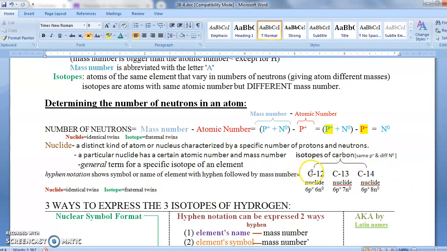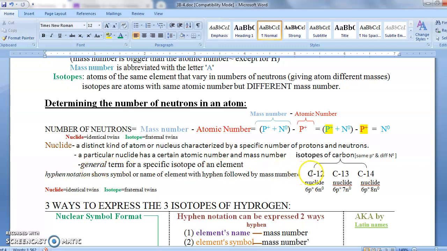Over here we wrote C-12, C-13, C-14. That's called hyphen notation. Hyphen notation shows the symbol or name of an element with a hyphen followed by the mass number. Here they use the symbol carbon-12, carbon-13, carbon-14. It just gives you the mass numbers. It doesn't tell you the atomic number because when you use hyphen notation, it's an assumption that you have a periodic table around to look up the atomic number.